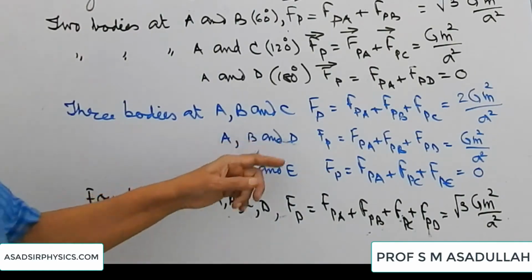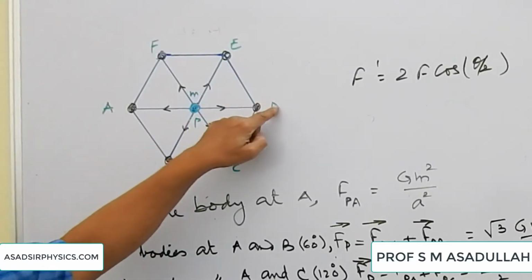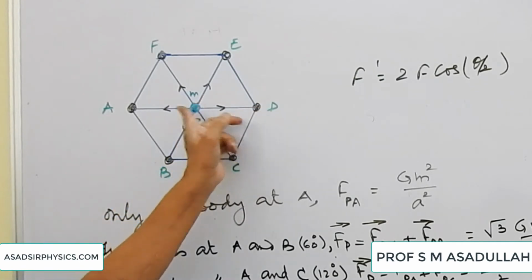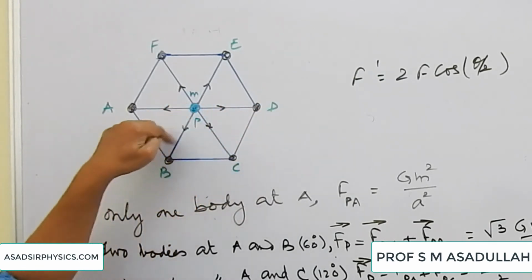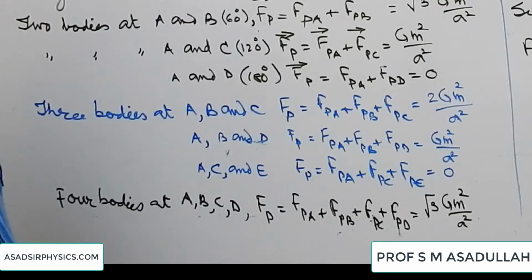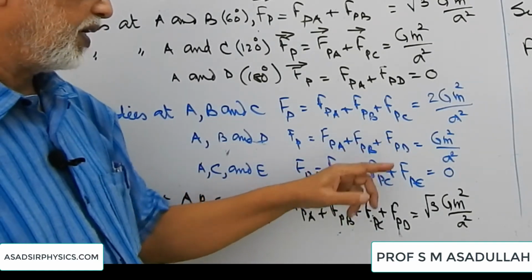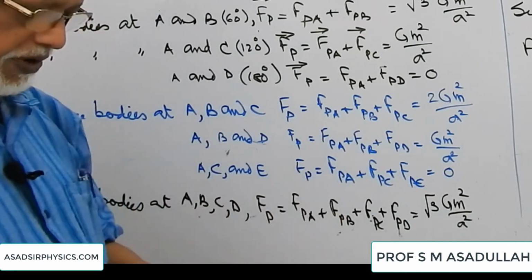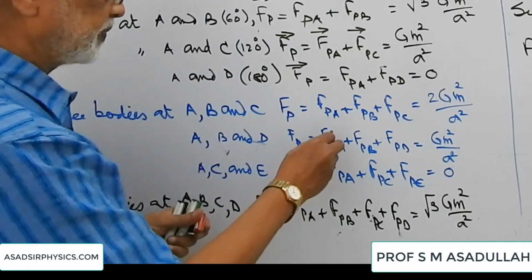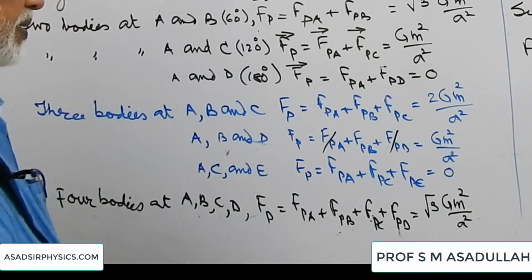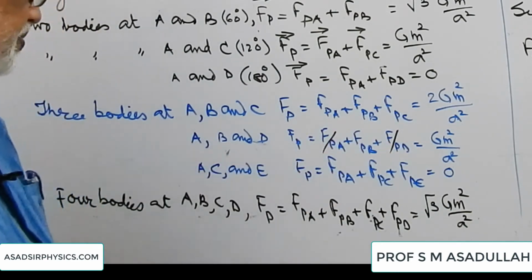Suppose these three bodies are kept at A, B and D, not C. Then the forces are FPA plus FPB plus FPD. Out of this, FPA and FPD will get cancelled because they are in opposite directions. Only FPB is there. That's equal to GM square by A square.